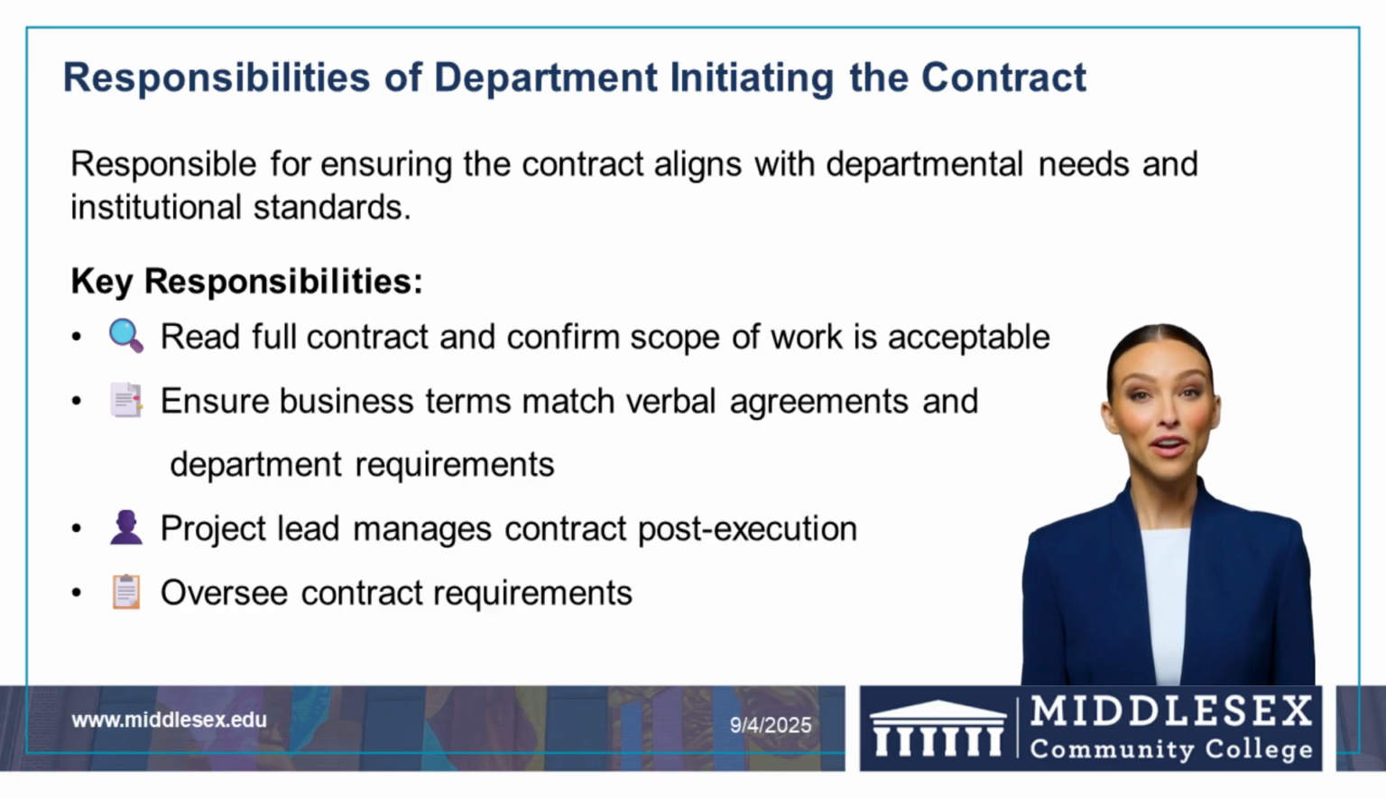Second, verify business terms. Ensure that all business terms, such as pricing, deliverables, and timelines, match any verbal agreements and meet the department's operational requirements. Third, manage post-execution. Once the contract is signed, the project lead within the department is responsible for managing the contract. This includes monitoring deliverables, timelines, and vendor performance. And fourth, oversee requirements. The department must also oversee all ongoing contract requirements, such as reporting, renewals, or compliance obligations.